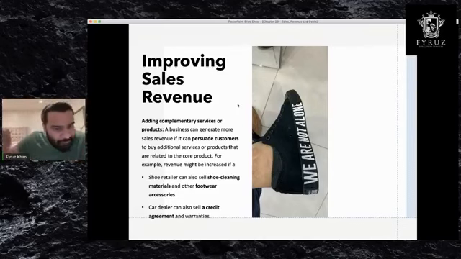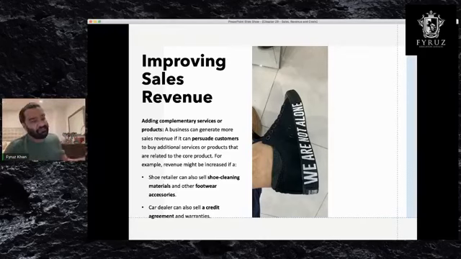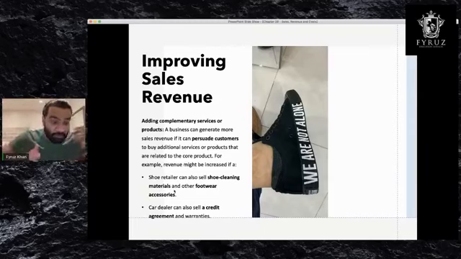So these are complementary services. You're not only selling shoes, you're selling other footwear accessories. You're selling different colored shoelaces, you're selling shoe soles, you're selling shoe cleaners, right? So these are complementary services.